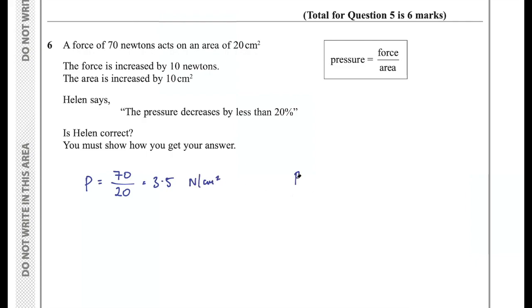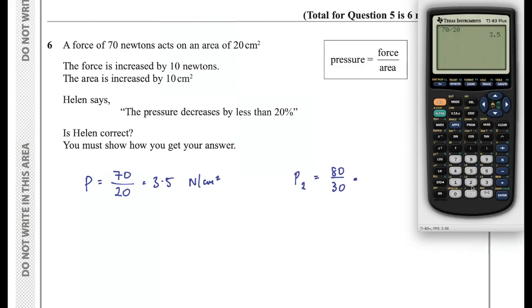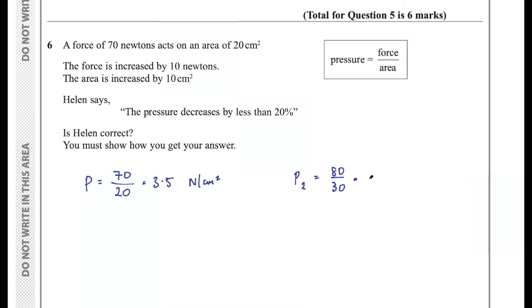For the second situation, let's call that P2 for the second pressure, we have the force is increased by 10 newtons, so we would have a force of 80, and the area is increased by 10 centimeters squared, so we would have an area of 30. Now we have a pressure of 80 on 30. Again, let's get a decimal, although this is going to be recurring, but that's fine. So 2.6 recurring, and that's newtons per centimeter squared again.